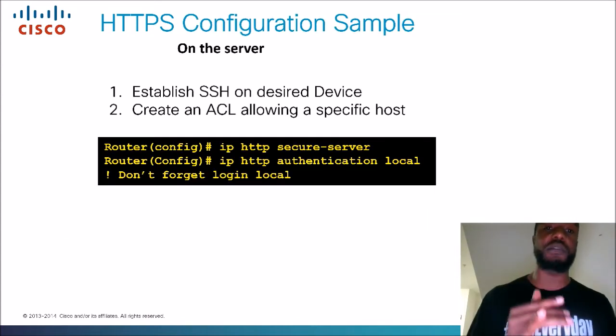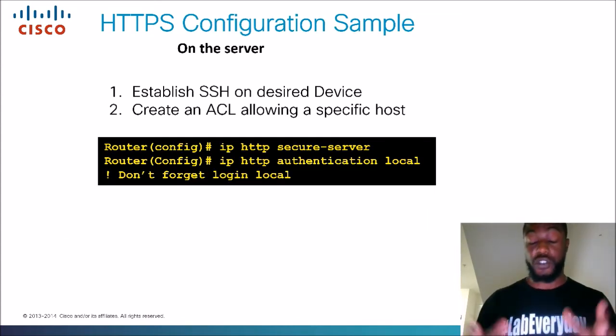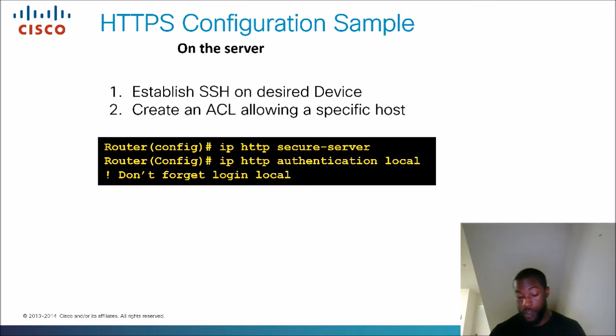First thing we're going to do is establish SSH on the desired device. So in other words, we have my hardware, which is going to be a Cisco 1941 router. We're going to establish an SSH connection to that. We're going to create an ACL that's going to allow my laptop into that, so that way I can access that router. And then we need to enable HTTPS with these two commands right here.